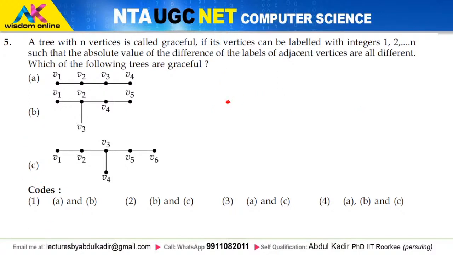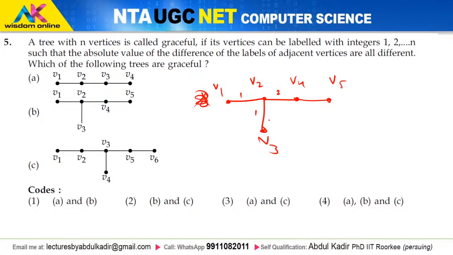In this option B, what he is saying is v1, v2 with this, and v4, v5. Let's see v1, v2, v4, v5, v3. You don't have to check v1 because it has only degree 1. You can see this difference is 1, this difference is 2, this difference is 1. So this is also not graceful. The differences are not all different, so this is also not graceful. So none is graceful.